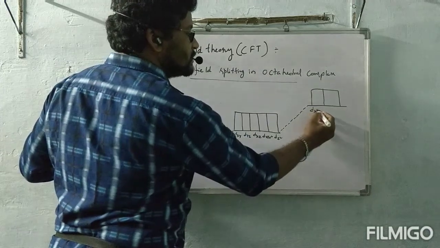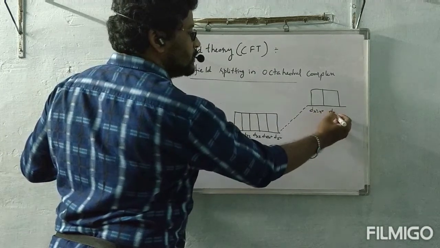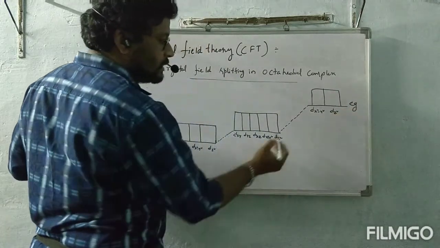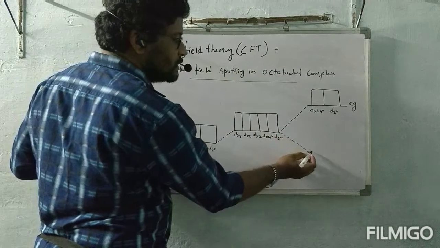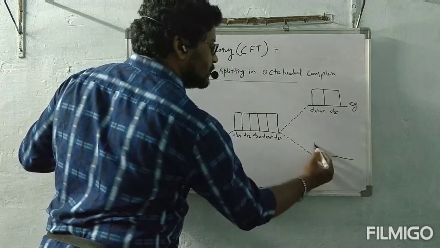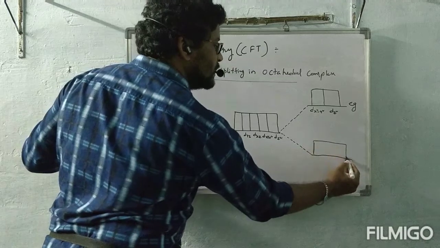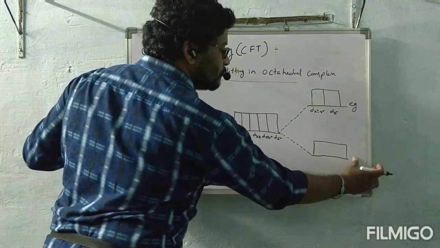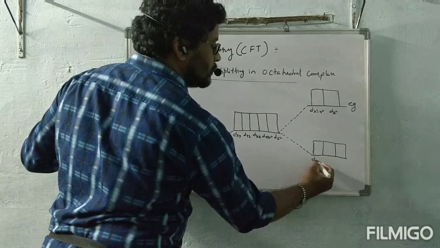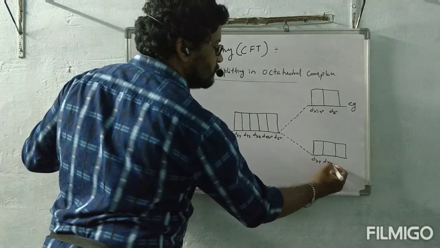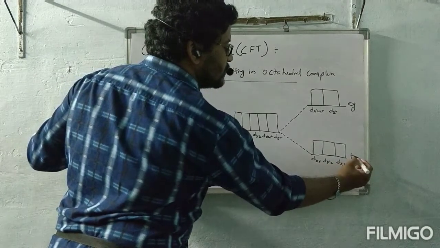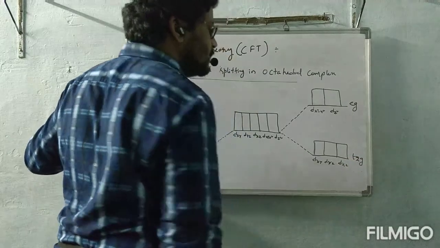This is dx square y square and dz square, and this set is called the Eg set. And the remaining 3 orbitals, their energy decreases to maintain the overall energy the same. They are dxy, dyz, dxz, and this set is called the T2g set.